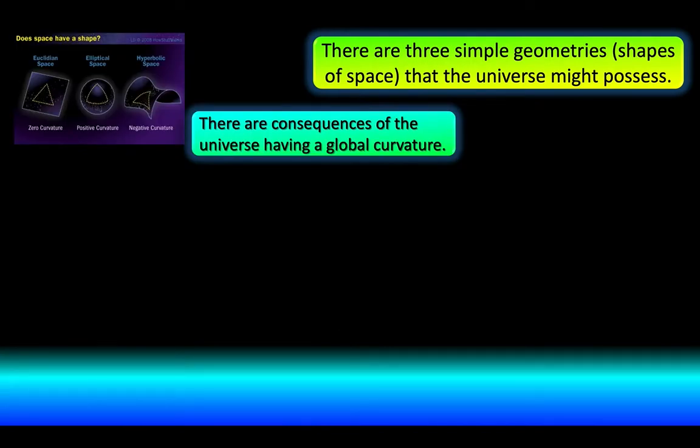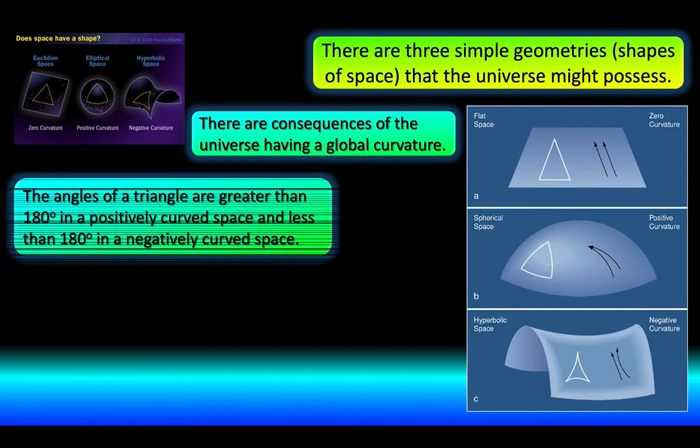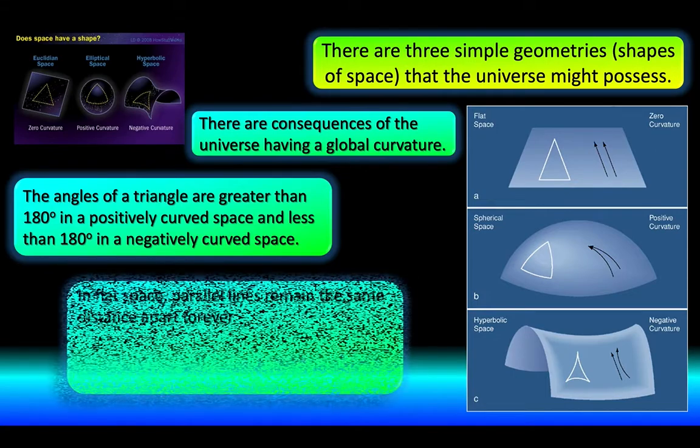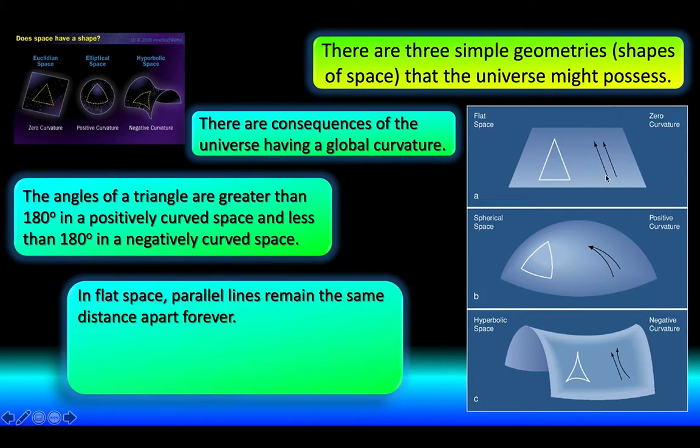Now, there are consequences of the universe having a global curvature to it. One consequence is that the angles of a triangle in a flat space are 180 degrees, but in a closed or open universe, in a universe with positive or negative curvature, the angles of a triangle might be greater than or less than 180 degrees.